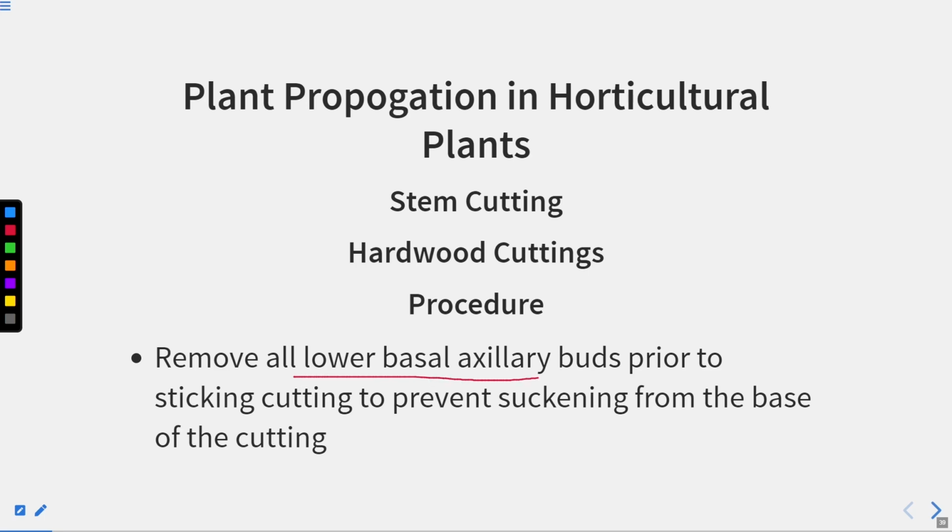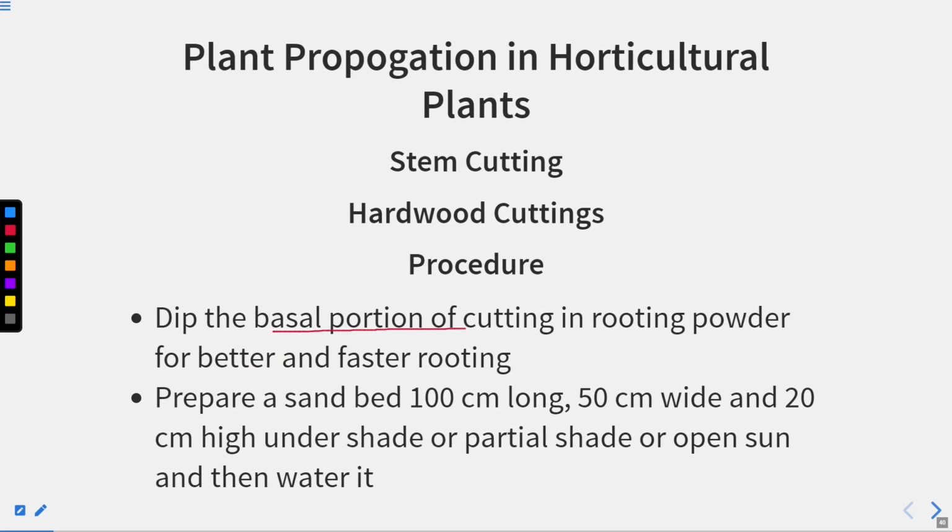Remove all lower basal axillary buds prior to sticking the cutting, to prevent sucking from the base of the cutting. Then dip the basal portion of the cutting in rooting powder for better and faster rooting. This is the procedure we follow for herbaceous cuttings, softwood cuttings, and also hardwood cuttings, just to have proper and faster growth of the root.